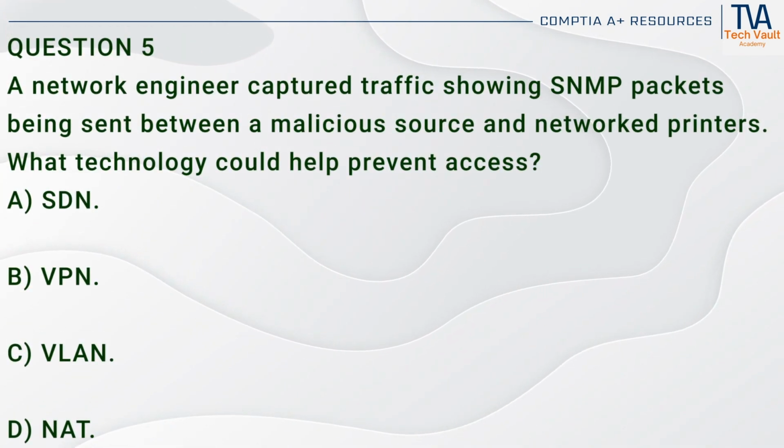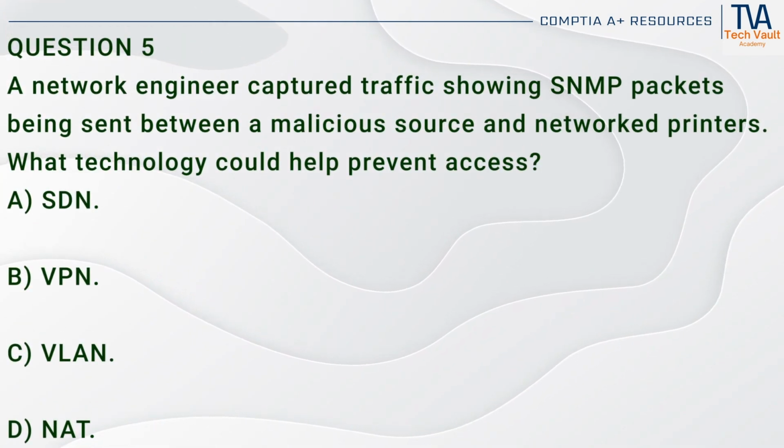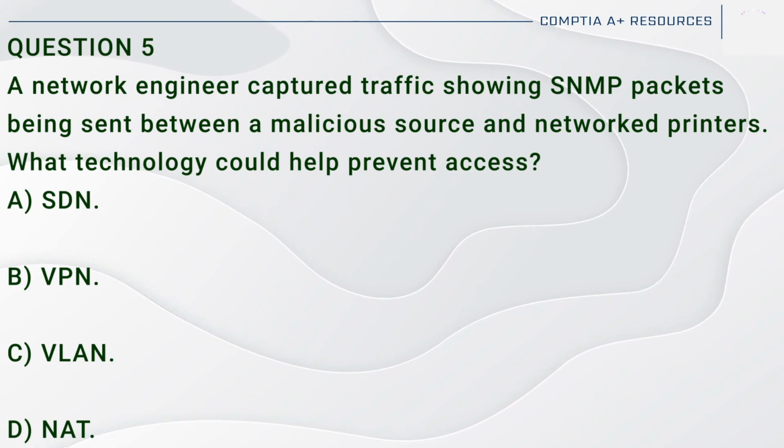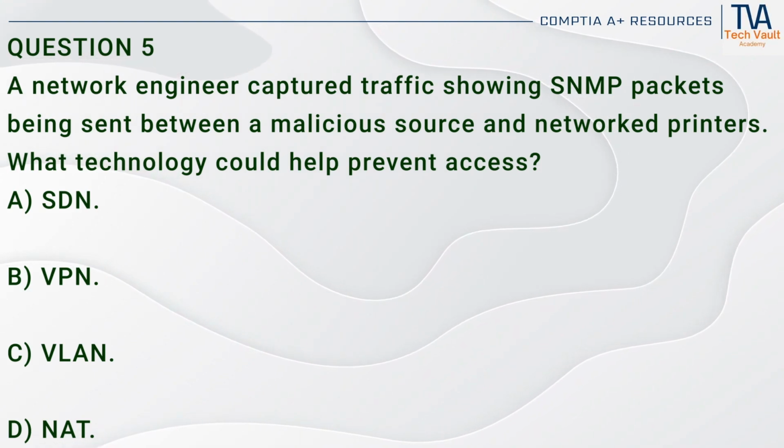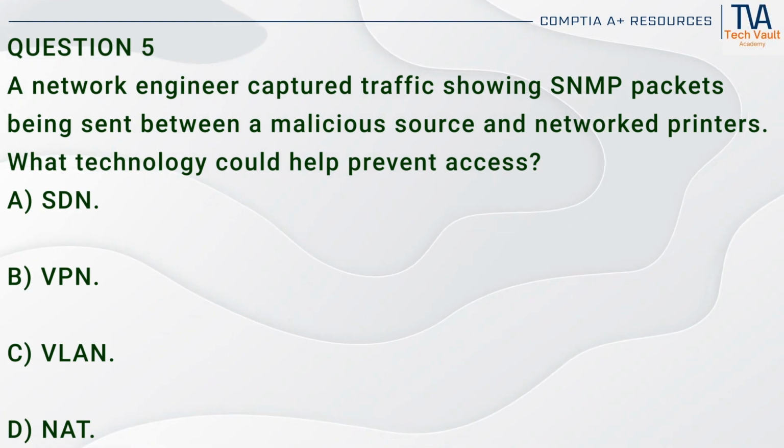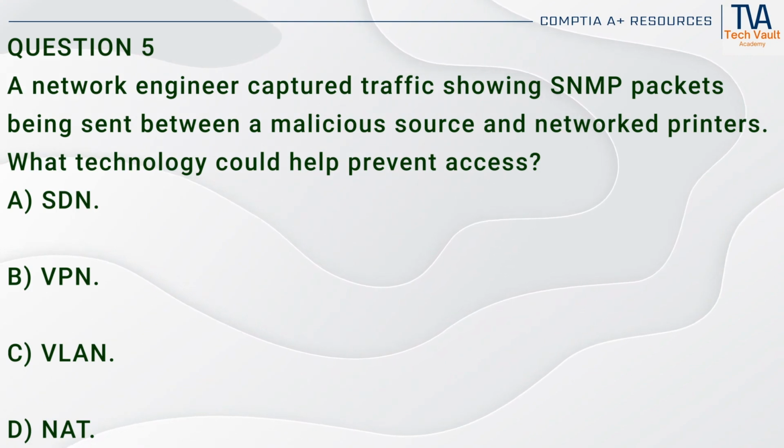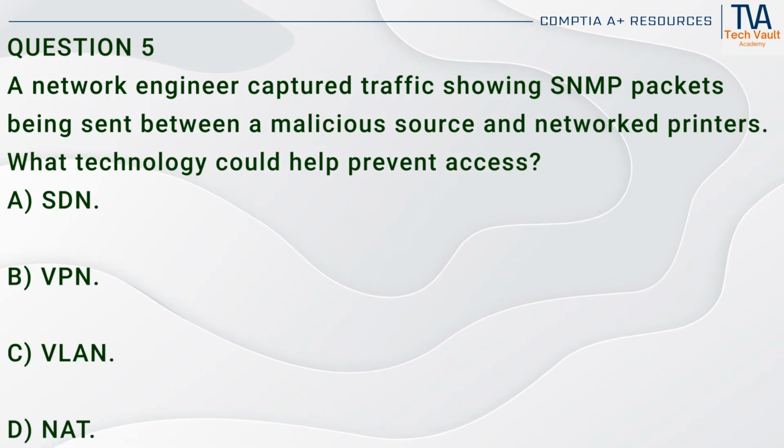Question 5. A network engineer captured traffic showing SNMP packets being sent between a malicious source and networked printers. What technology could help prevent access? A, SDN. B, VPN. C, VLAN. D, NAT.